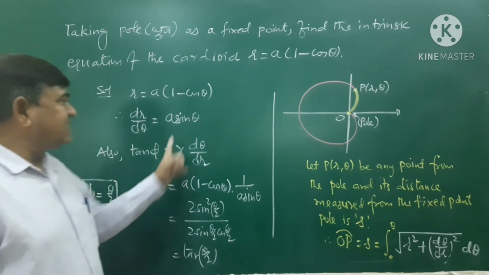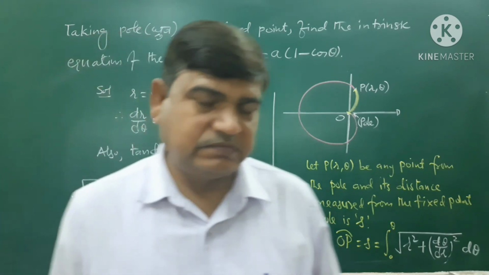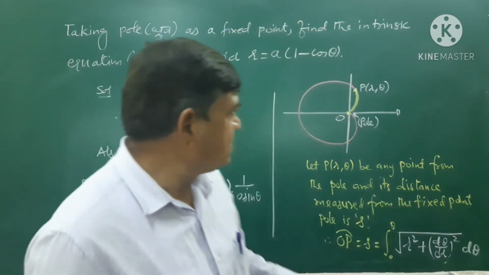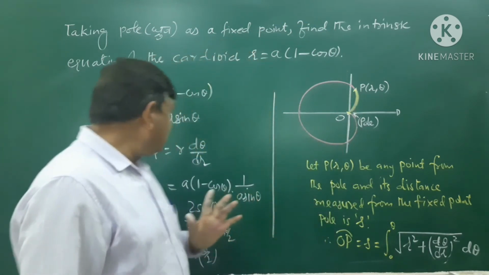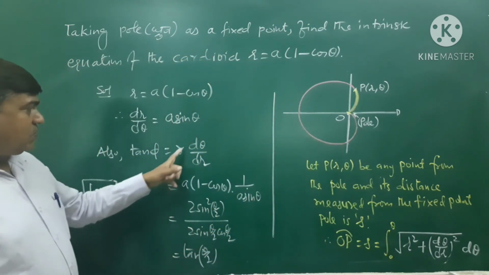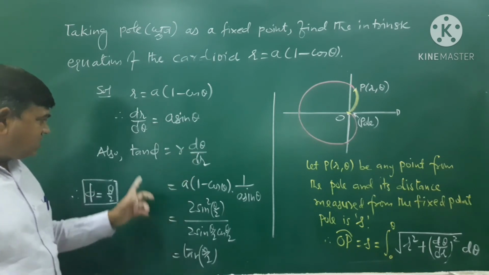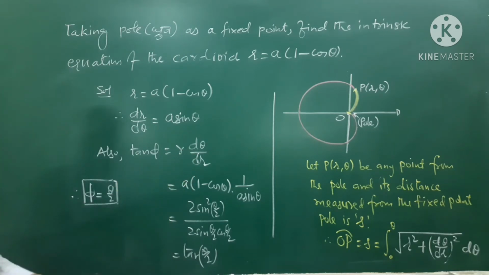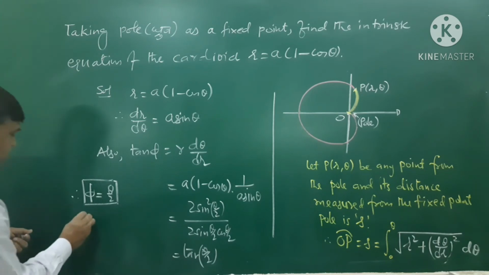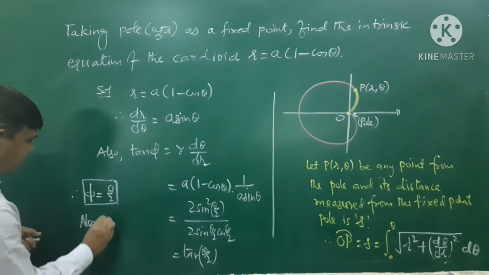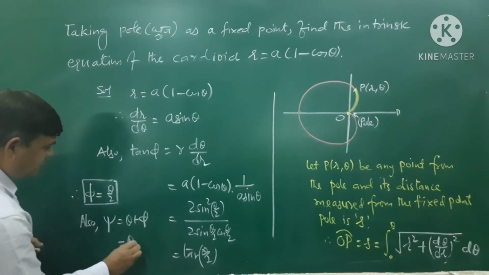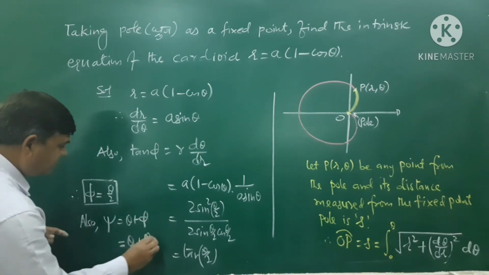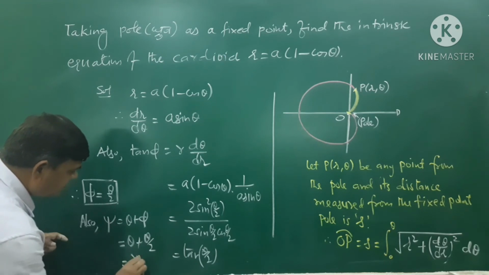Remember, this theta is not a parameter. The theta is in the form of polar coordinates, so this is the vectorial angle. So tan phi is r d theta by dr, and simplifying this, we found phi equals theta by 2. Also, we know the formula psi equals theta plus phi. Theta plus theta by 2 is 3 theta by 2.